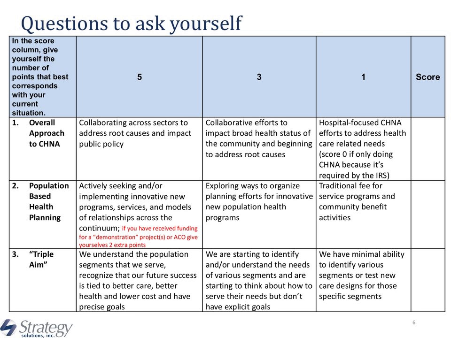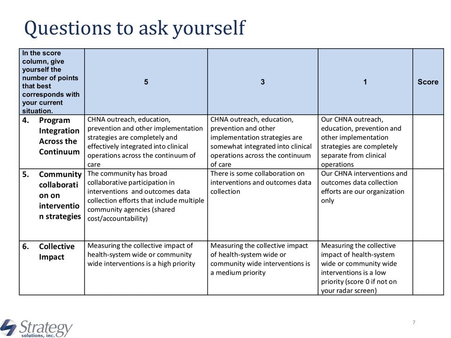The first one is the overall approach to the CHNA. The second one is related to population-based health planning. Is that something that you're working on at all? The third item is looking at the triple aim and the cost, quality, health status improvement items. The fourth item is program integration across the continuum, and are you doing different outreach, education, and prevention strategies that are integrated into clinical operations, versus are your education and prevention programs completely separate?